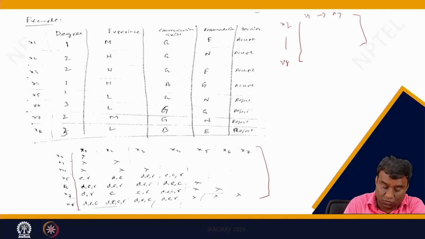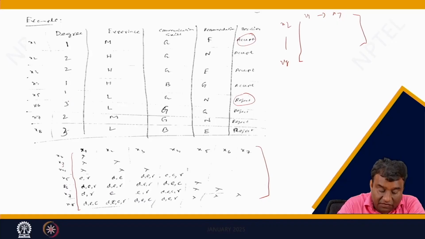For x2, for x3 to x1, lambda, x3 lambda. For x4, here also, that is the accept, so here we will get all three are lambda. Now x5 is reject. Here this is not the same. Now check what are the differences. So x5, with that D is same, E is different, communication skill is same, so recommendation is not same, so this is ER.